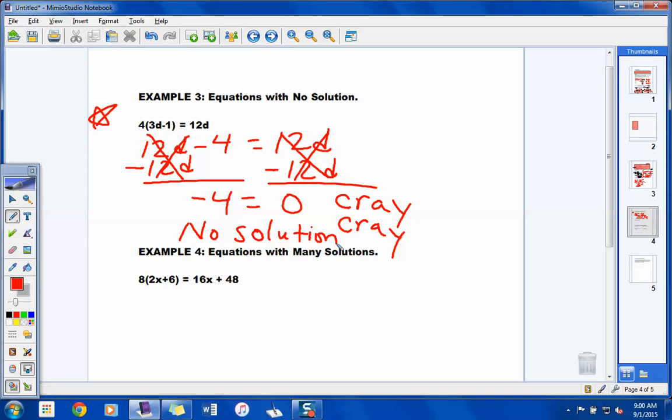Okay. Now, example 4 is kind of the same thing. An example with what here, guys? Well, what's it say here? Many solutions. Help me out here, guys. 8 times 2x. What's the 8 times the 2x? What's the 8 times the 6?